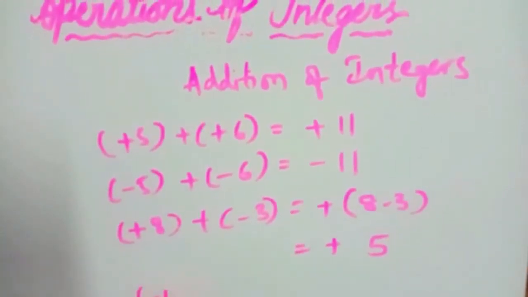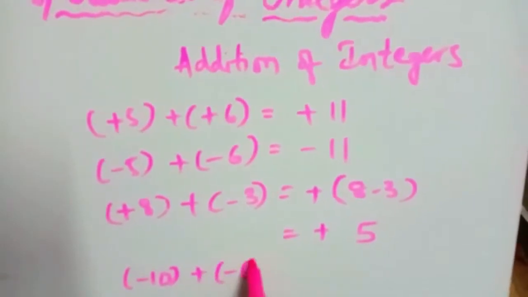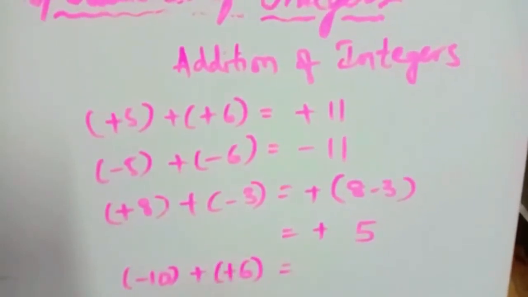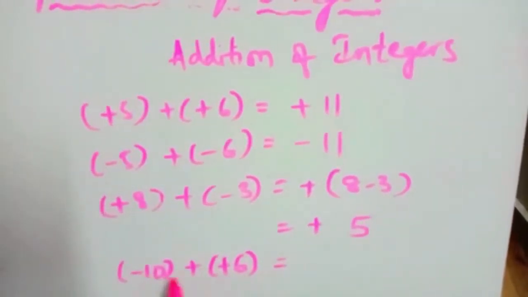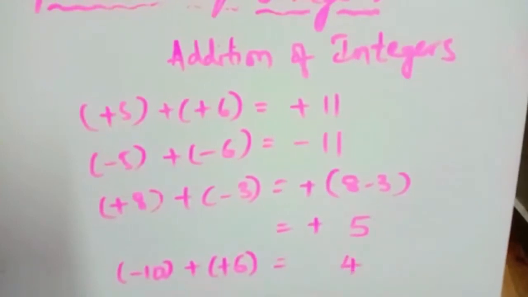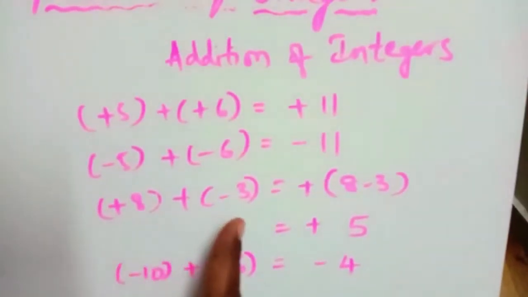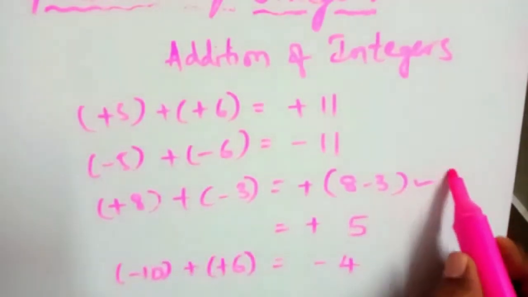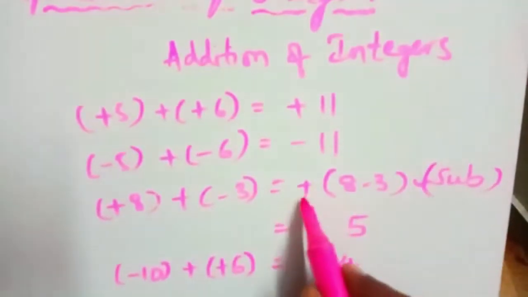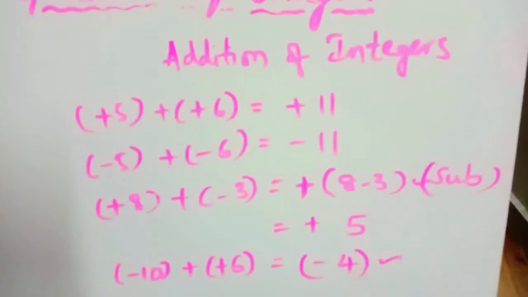For example, if I'm taking minus 10 plus positive 6, I'm taking one negative and one positive, so we need to do the subtraction. 10 minus 6, you will get 4. In these two numbers, 10 is the bigger number, and its sign is negative, so you will get minus. So when you are adding one positive and one negative number, always do the subtraction and keep the bigger number's sign, either positive or negative. So this is about the integers.